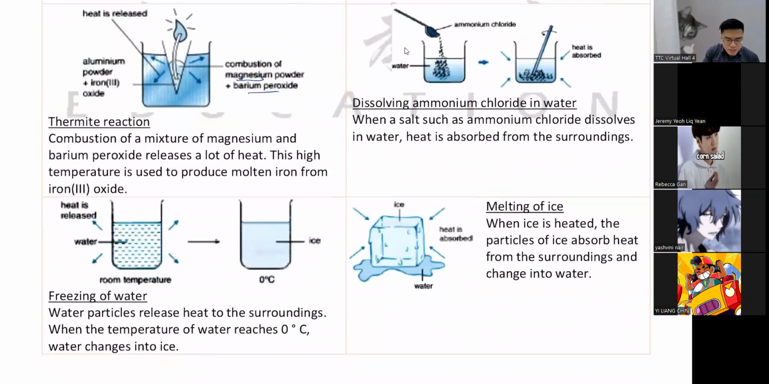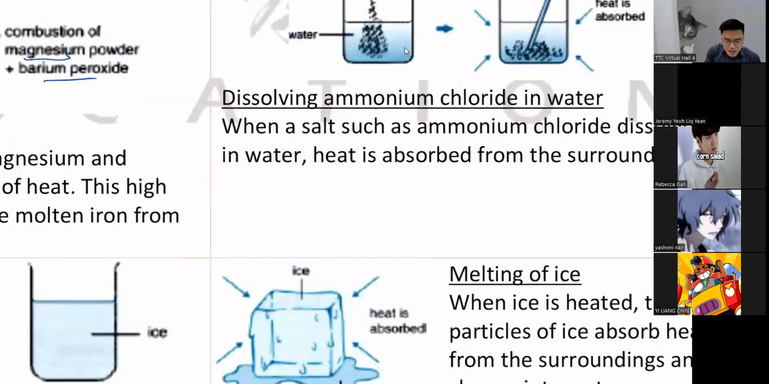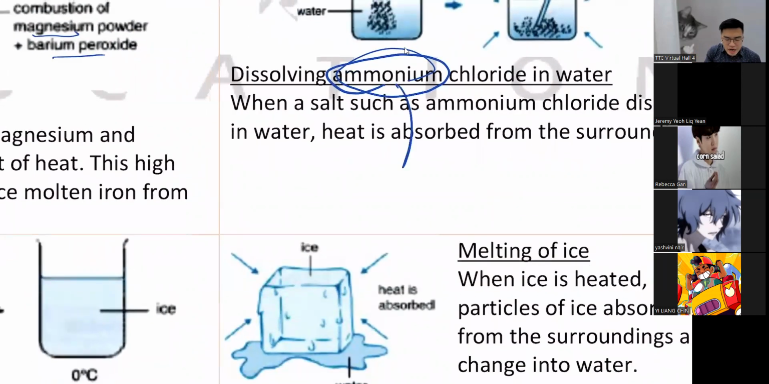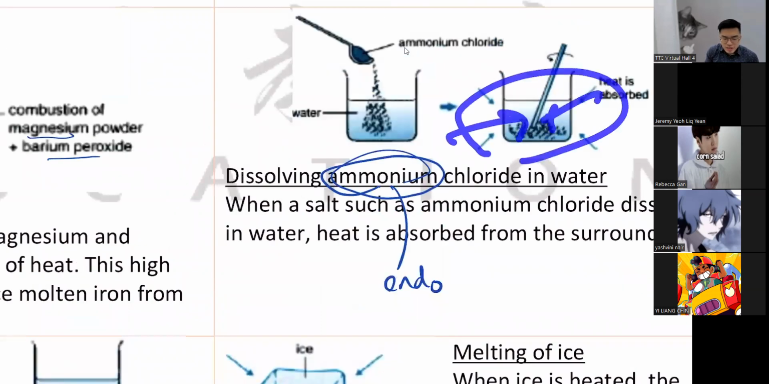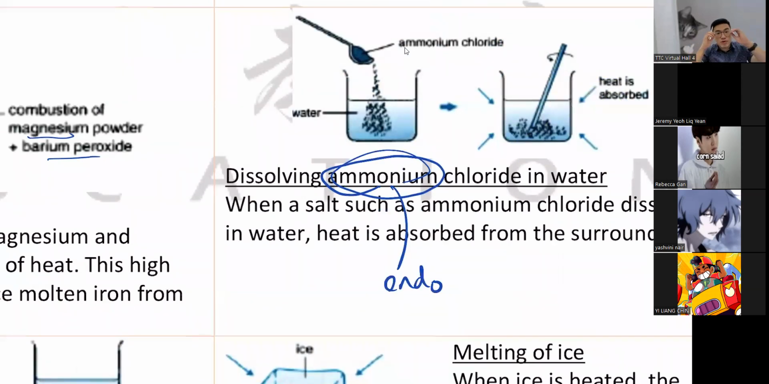And then, okay, I want you to take note here, guys. Listen, take note here. Whenever you see ammonium in exam, I don't care whether it's ammonium chloride, ammonium nitrate, whatever it is, as long as you see ammonium, they are for sure endothermic. That means they will for sure make the surrounding cold because they will absorb the heat, right? They will absorb heat. So the surrounding, they will become cold.